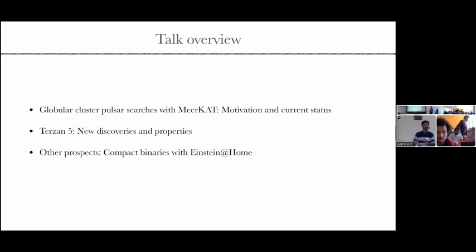Just to give a brief overview of what I'm going to be talking about, I'll first motivate why it's interesting to search for pulsars, specifically in Globular clusters, and what value MeerKAT is adding to this. Then I'll talk specifically about the discoveries we have made in the cluster. And then finally, I'll give some brief information about the kind of searches we are doing with Einstein at home.